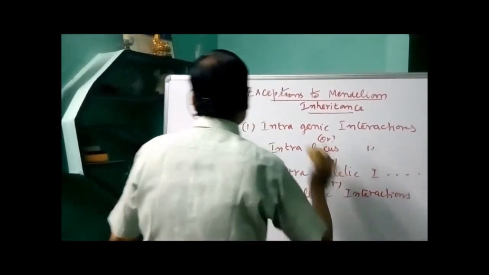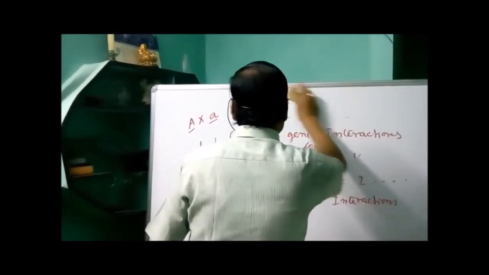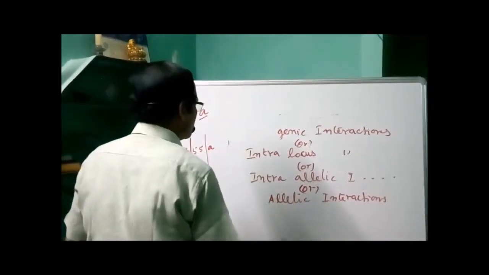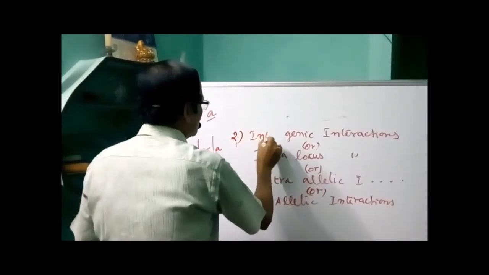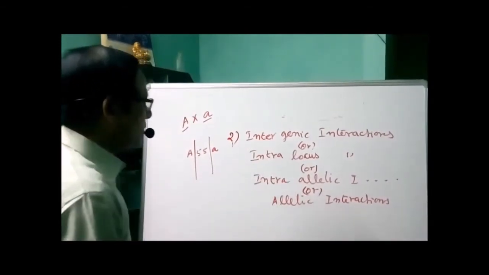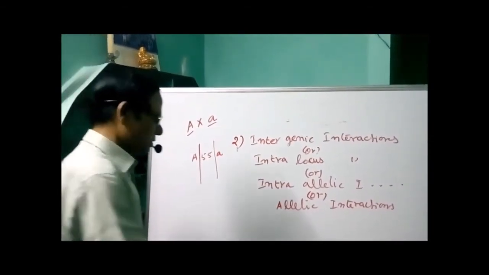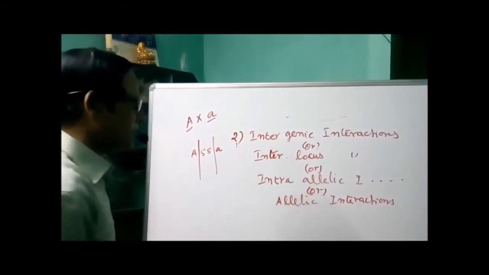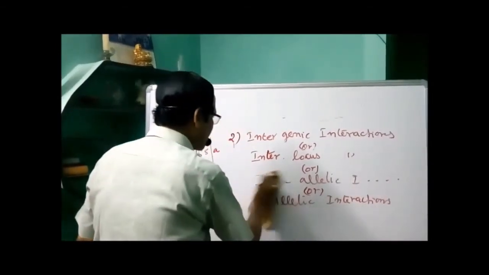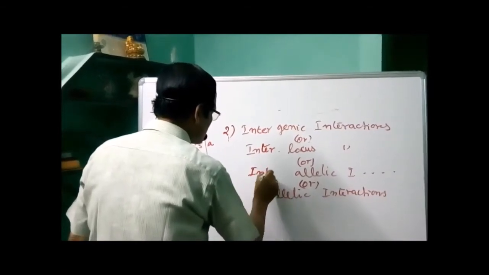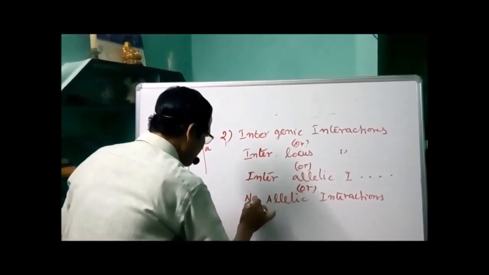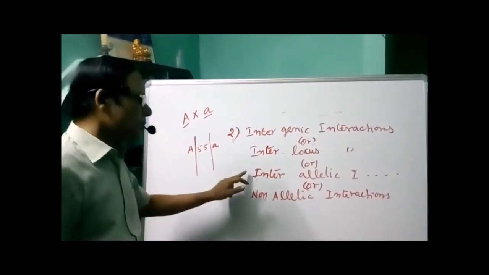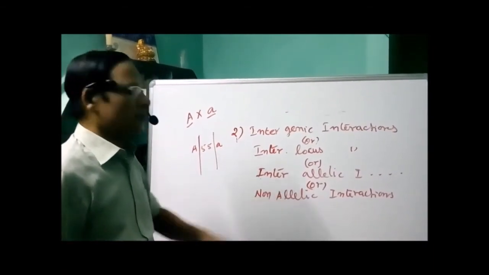The second type is intergenic interactions. Intra means within, inter means in between. Intergenic interactions are also called interlocus interactions, interallelic interactions, or non-allelic interactions.